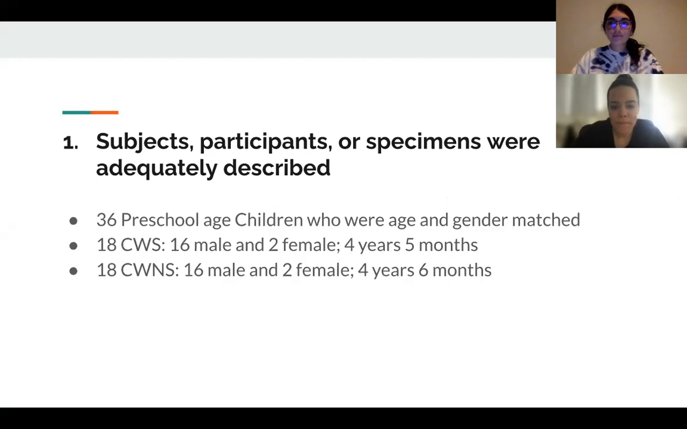So the subjects, the participants, or specimens were adequately described. In our article, we are told that there are 36 preschool age children who were age and gender matched. There are 18 children who stutter, 16 male and 2 female, with an average age of 4 years and 5 months. And there are 18 children who do not stutter, 16 male and 2 female, and the average age is 4 years and 6 months.